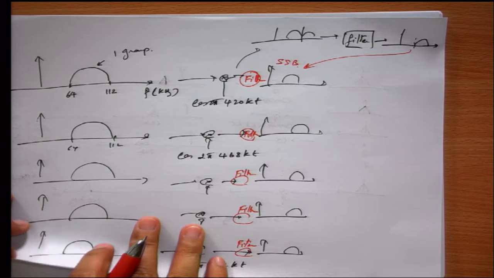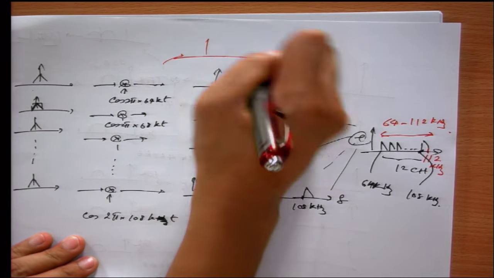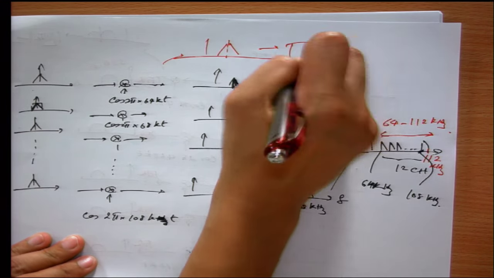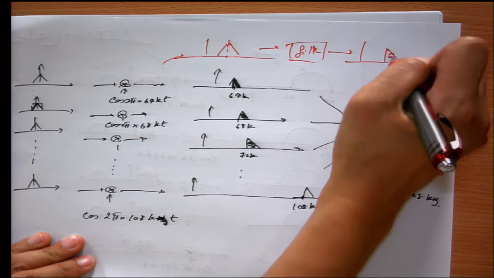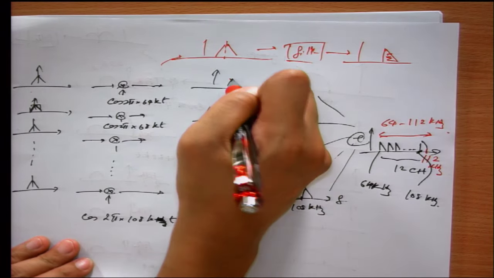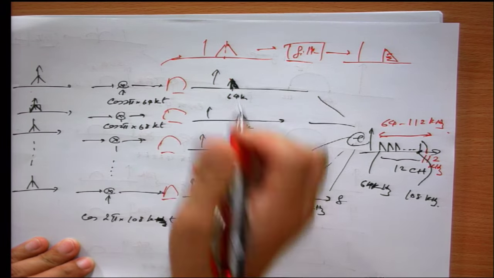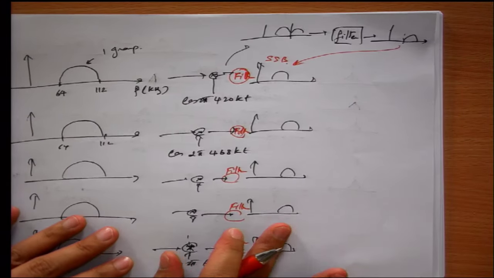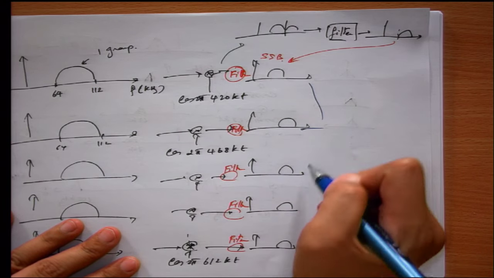The last picture is the same. This one actually has to go like this, and then go to a filter, and then go this way. So I only write that in between is a filter to make it single sideband. Anyway, when you get this, then you add them all together.